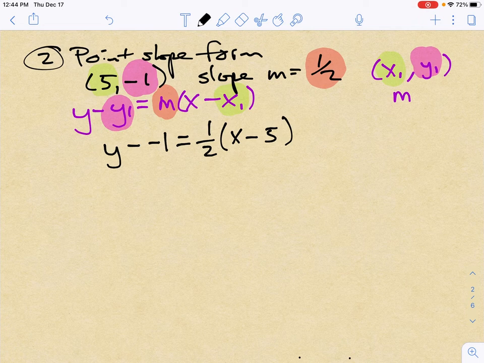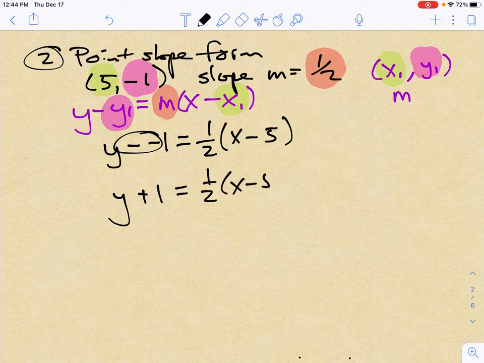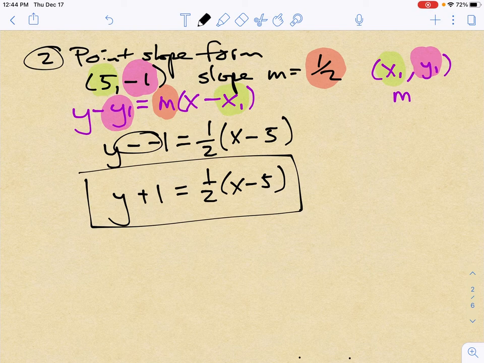Once you get it to this point, it's in the form. You just got to clean it up so you don't have anything in there that isn't simplified. And the only thing I can see is this double negative here that I got to fix. So you go y plus 1 equals, and then everything else looks pretty good. And this is your equation in point-slope form. All right, let's try one more problem.